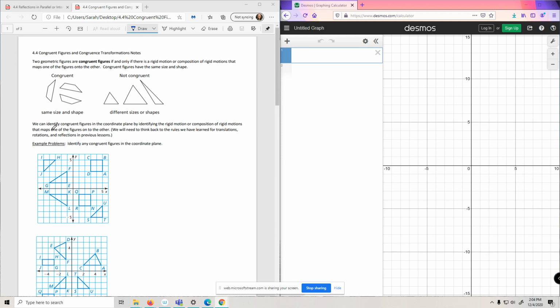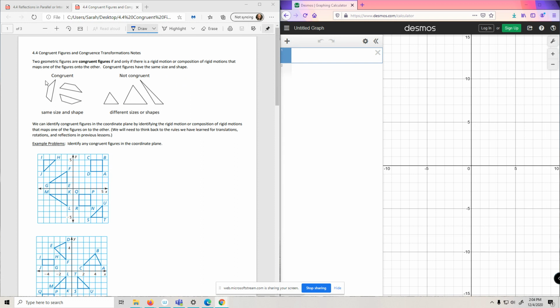Hey there. Today we are going to look at finding congruent figures and congruent transformations. Two figures, points, line segments, polygons, etc., are congruent figures if and only if there is a rigid motion or composition of rigid motions. Remember, rigid motions are translations, rotations, and reflections, like we've seen in the last few lessons, that map one of the figures onto the other. Congruent figures have the same size and shape.